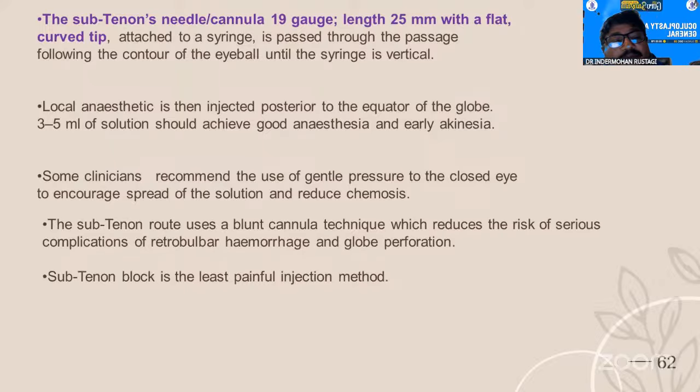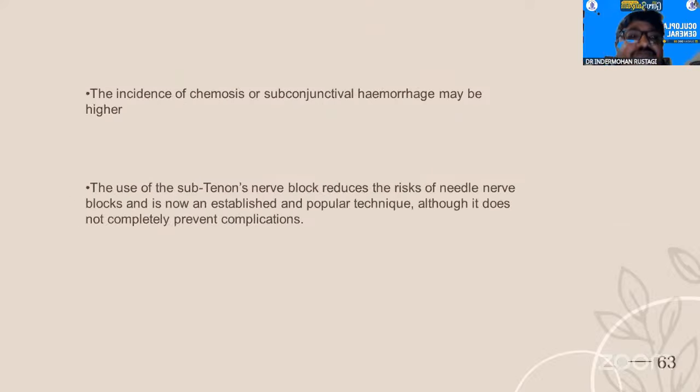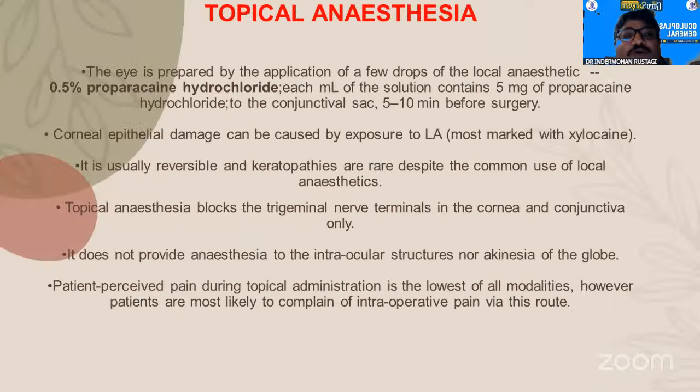With the subtenon block, because the cannula is blunt, there are very minimal chances of perforation or hemorrhage, and it is said to be the least painful injection. The only thing is that chemosis or subconjunctival hemorrhage is higher. Nerve blocks are an established and popular technique, which was used till 2005 or so.